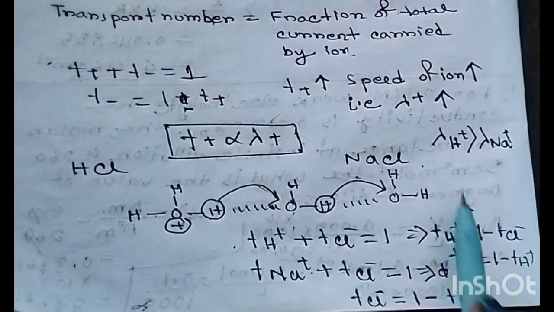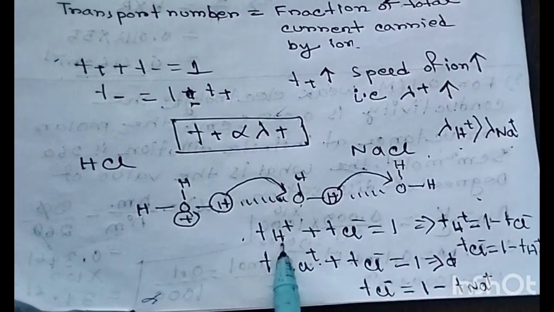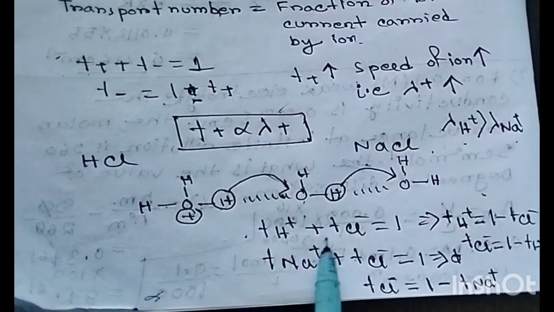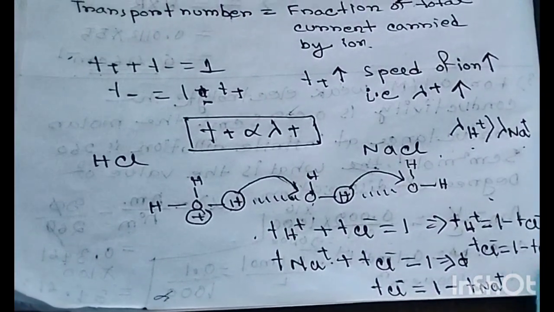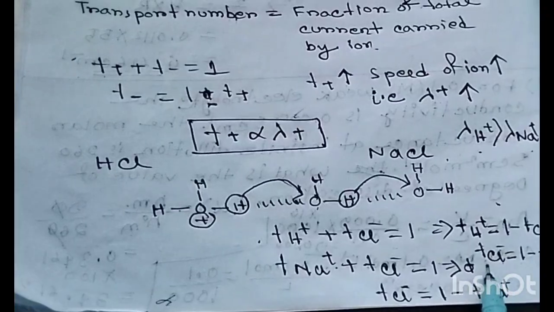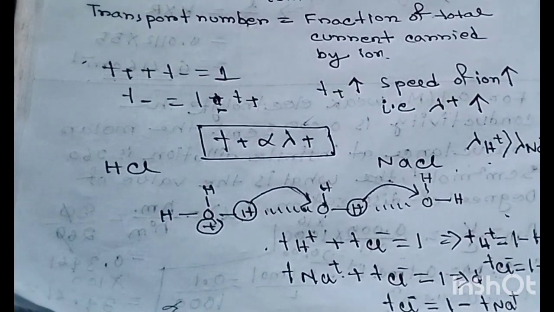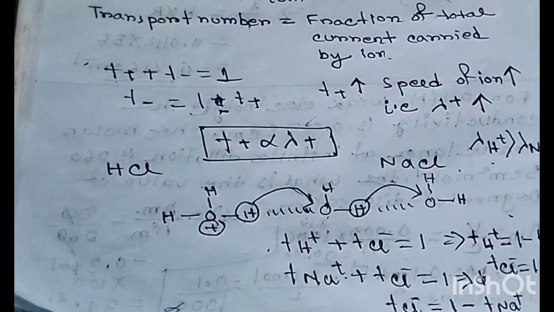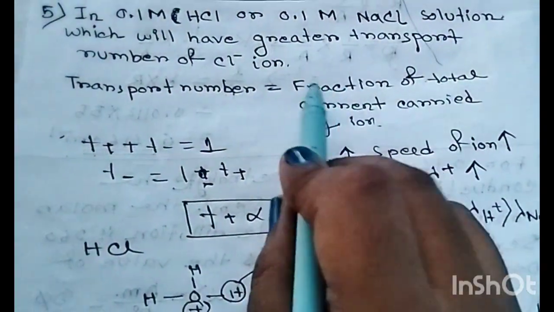As the ionic conductivity of H plus is higher than Na plus, the transport number of H plus is high. We know T of H plus plus T of Cl minus equals 1, and T of Cl minus equals 1 minus T of H plus. As the transport number of H plus is high, the transport number of Cl minus is low. So the higher transport number of Cl minus is in NaCl. So the answer to the question is NaCl.